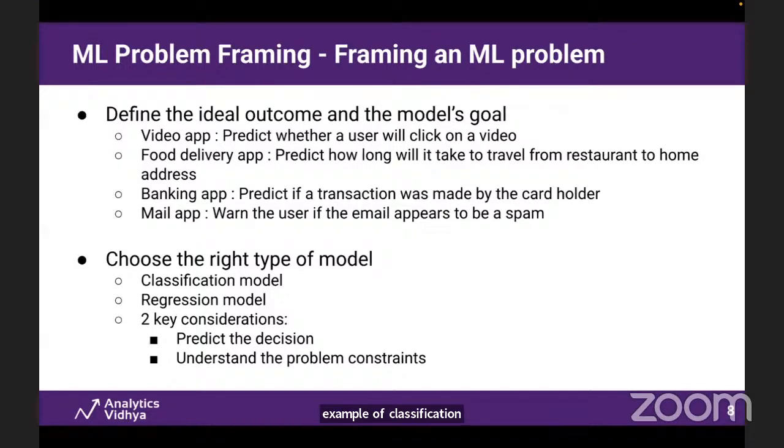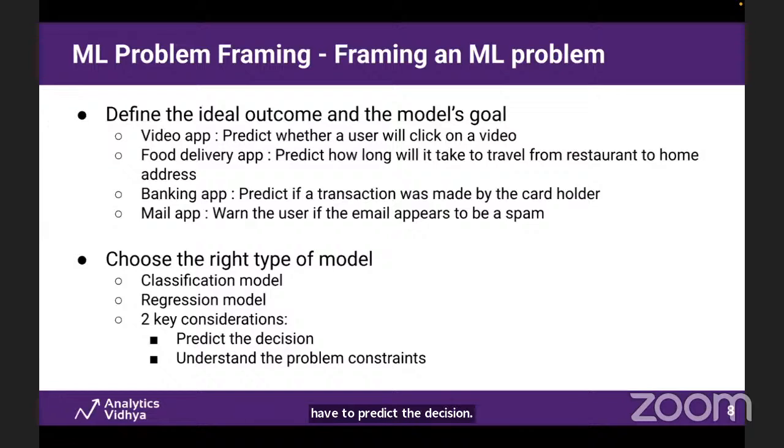Or it's a regression model. Regression would be if you're predicting a numerical variable, right? For example, the number of views a video will get. If you're predicting that, that will fall into a regression model. So depending on what you're trying to solve, you'll choose the right type of model. And when you're doing that, there are two big key considerations you would take into your mind. The first is predicted decision. Whenever possible, you have to predict the decision your app will take.